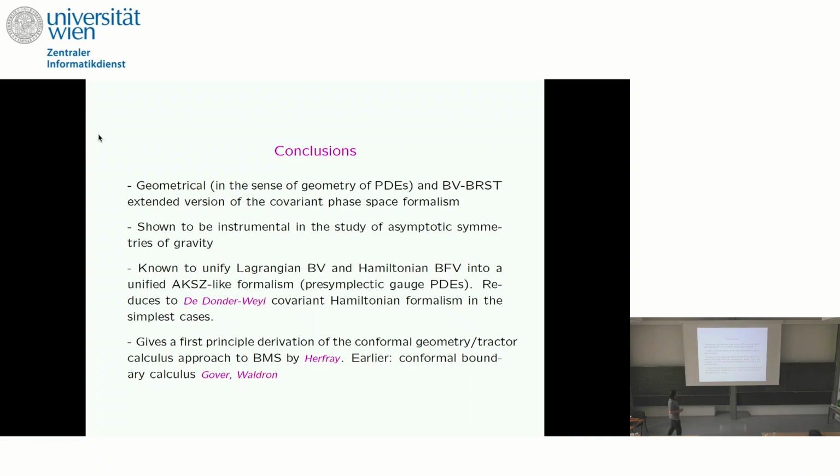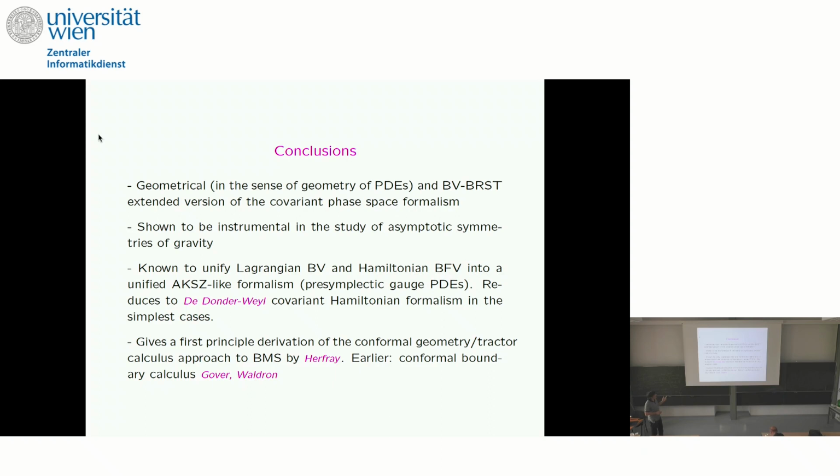One can think of all this, especially if you put a symplectic structure on top of it, as a geometrical, BRST invariant, BV-BRST type extended version of the covariant phase space approach. It definitely works to study asymptotic symmetries and boundary dynamics. From the point of view of Lagrangian and Hamiltonian formalism, you should probably think of this again; you need a symplectic structure to really take care of Lagrangian and Hamiltonian structures.